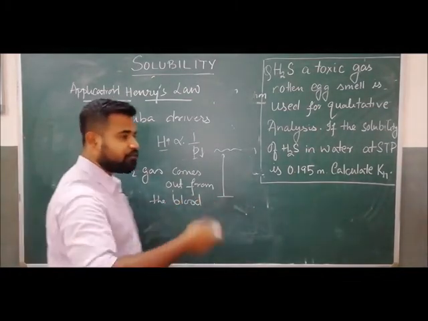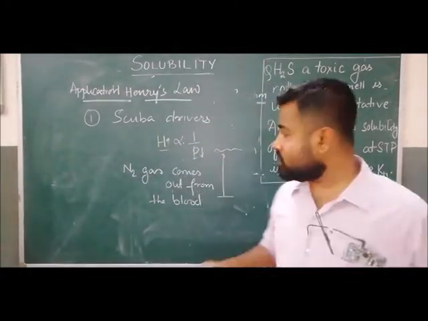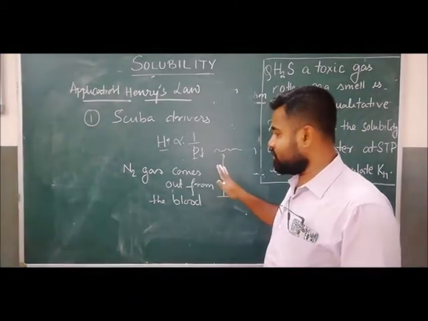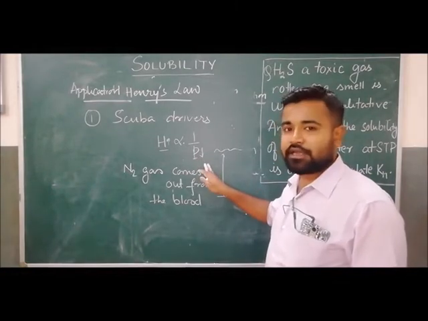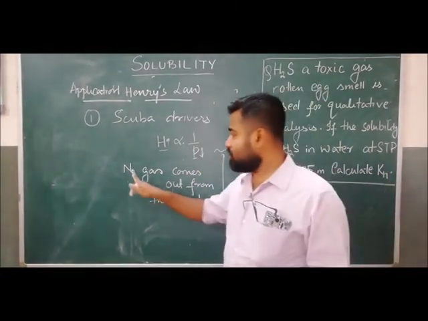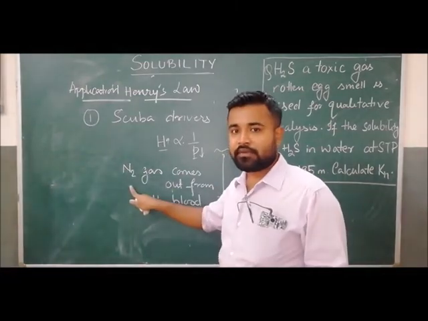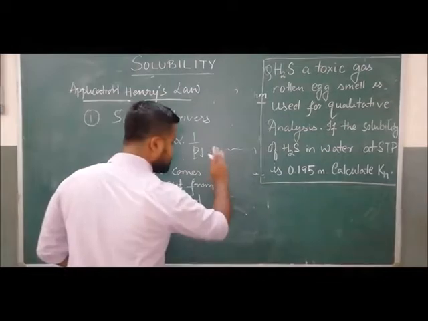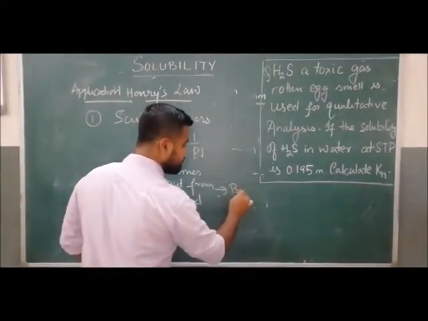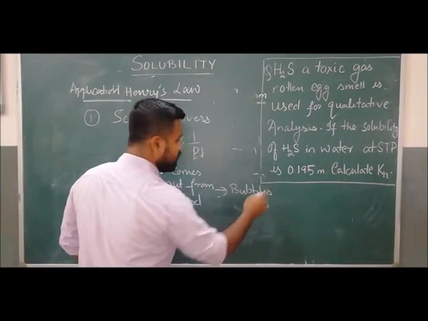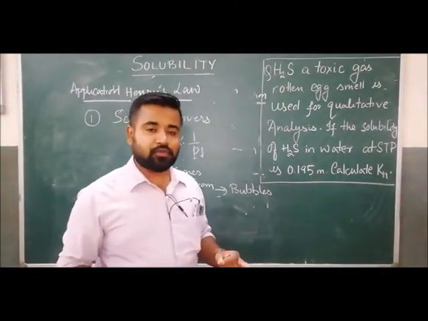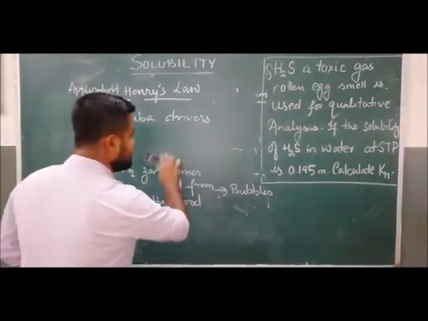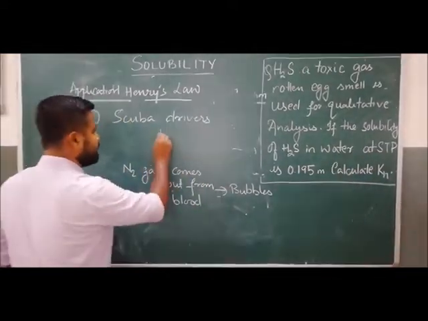The nitrogen gas comes out from the blood. Why? Because when they are moving towards the surface of the sea level, the pressure is gradually decreasing. When the pressure is decreasing, the solubility of the N2 gas is decreasing, and it comes out from the blood and forms bubbles which block the capillaries, and due to this blocking, a disease called bends is caused.